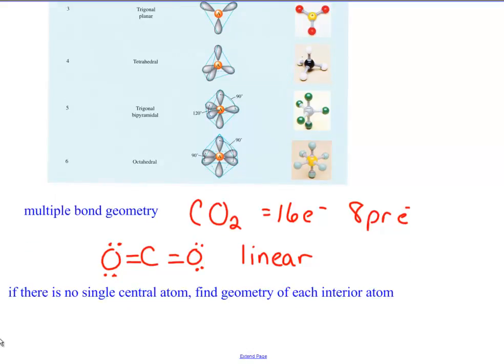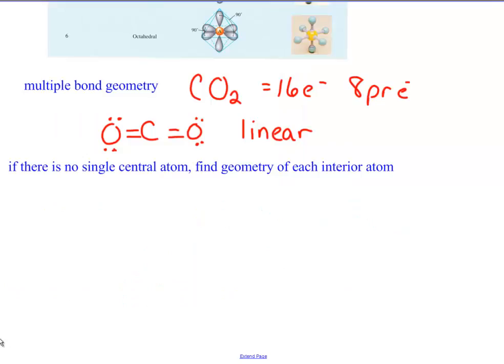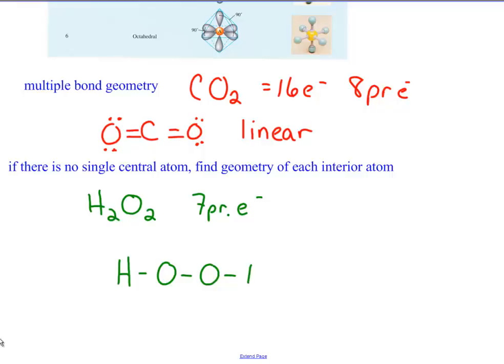Then what I have to do is find the geometry of each interior atom. An example of that would be hydrogen peroxide. Again, oxygen's 6, so I have 12. Hydrogen's 1, so 12 plus 2 is 14, so I have 7 pair of electrons. And the structure is hydrogen bonded to oxygen, bonded to the next oxygen, bonded to hydrogen. Again, because I don't have a central atom, I've got to look at the geometry of each of the oxygens. So there are 3 of my 7 pairs.